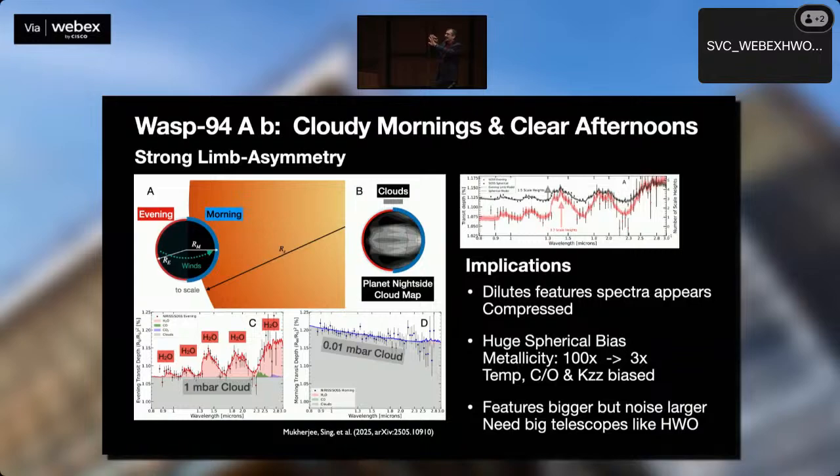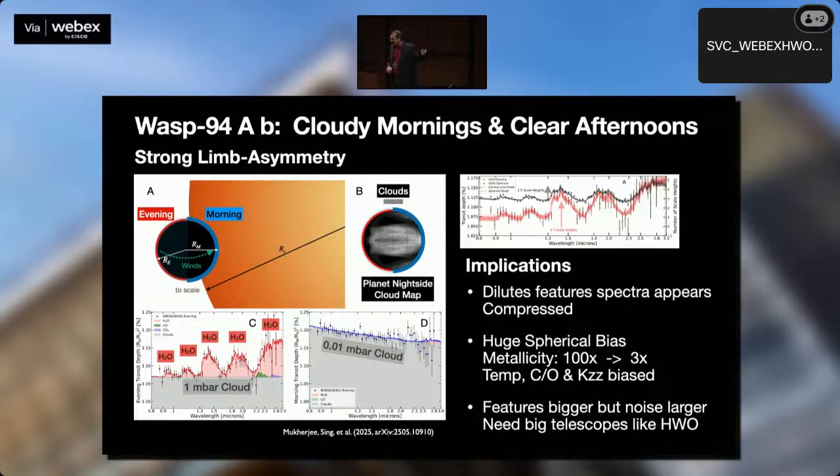So instead of the clouds muting the features, they've actually been separated, and they separate quite well. Just pretty clear transmission spectra in the evening and cloudy in the morning. And this dilutes the features and leads to a huge bias when you analyze this spherically. So instead of 100 times solar, if you take that red spectrum and model it, you get something more like 3 times enhanced in heavy elements, like you'd expect. And all the other properties like temperature and C/O ratio are biased as well.